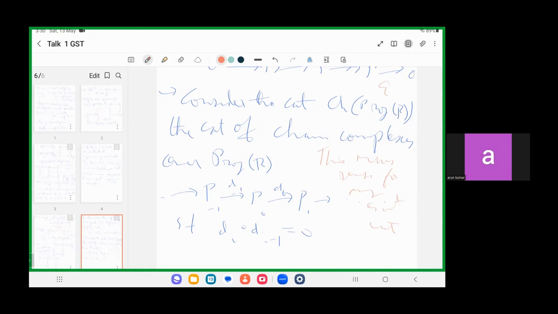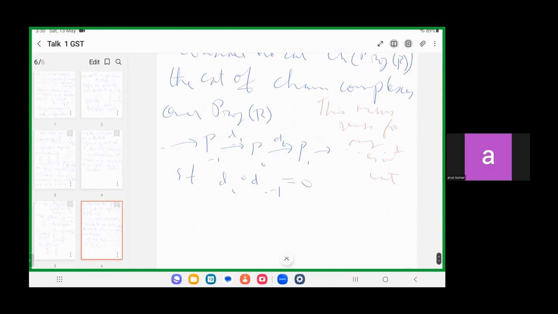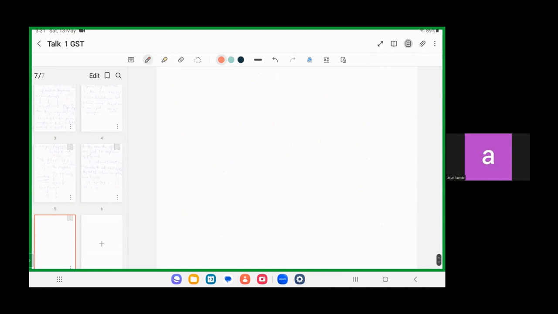Yeah, so in this case, we can give CH proj an exact category structure, a Waldhausen category structure. We're taking complexes, monomorphisms, and quasi-isomorphisms.